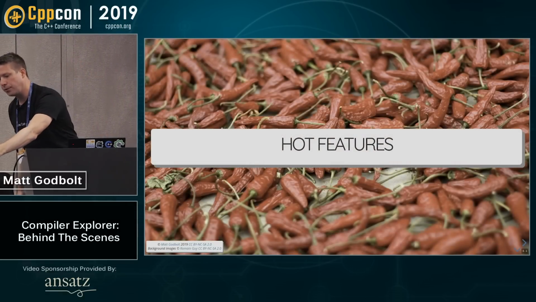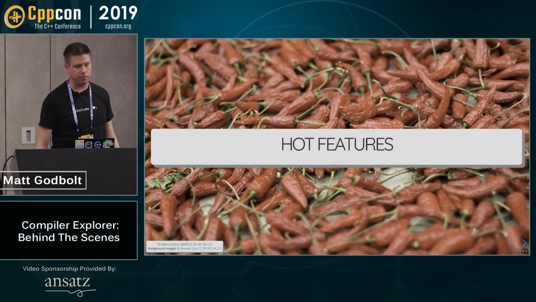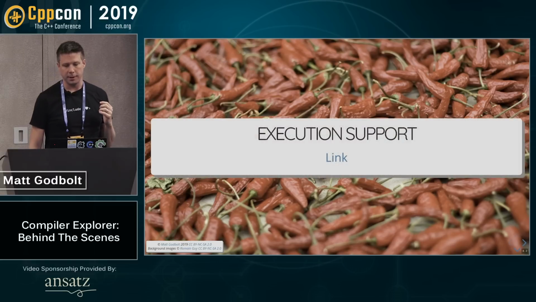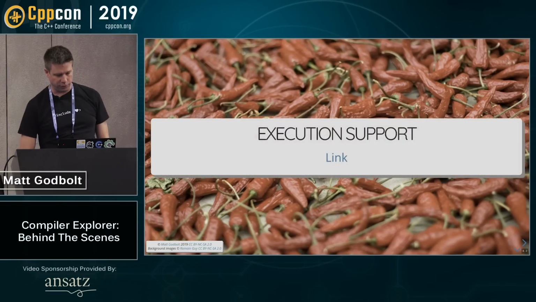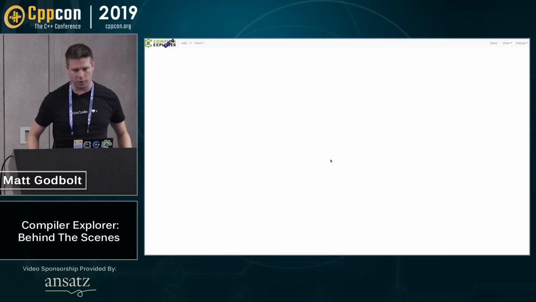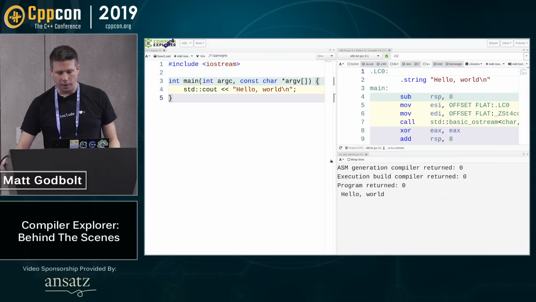Okay, so that's how we got to where we are now. And so I'd like to show off some of those features that I've been talking about. So the first thing is that execution support. Now we have to cross our fingers and hope that this all works. Yay! All right, so this is a local build of Compiler Explorer.